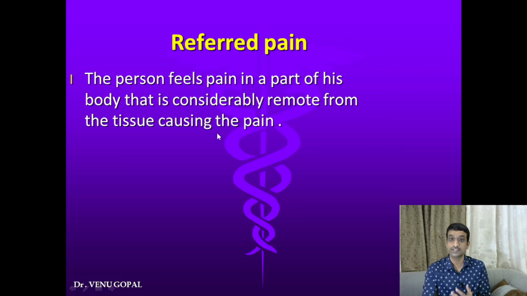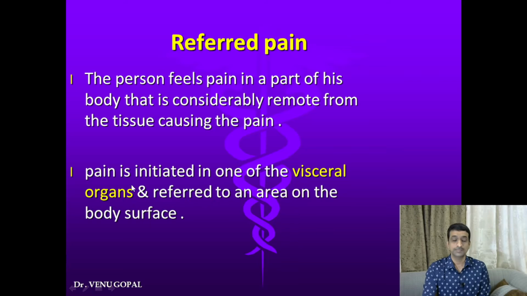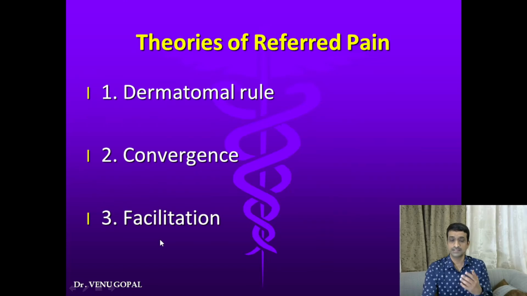First, we'll start with the definition, what it means. The person feels pain in a body part which is considerably remote from the tissue that is causing pain. Now we'll see the frequent possibility. The pain is usually initiated from a visceral organ, that is, the tissue which is damaged is a visceral organ, and it is referred to an area on the body surface. Now we'll see the different theories of referred pain. There are three: the dermatomal theory or dermatomal rule, the convergence theory, and the facilitation theory.